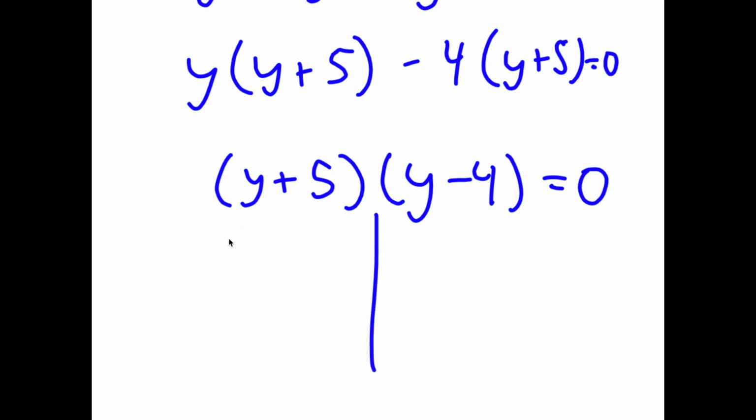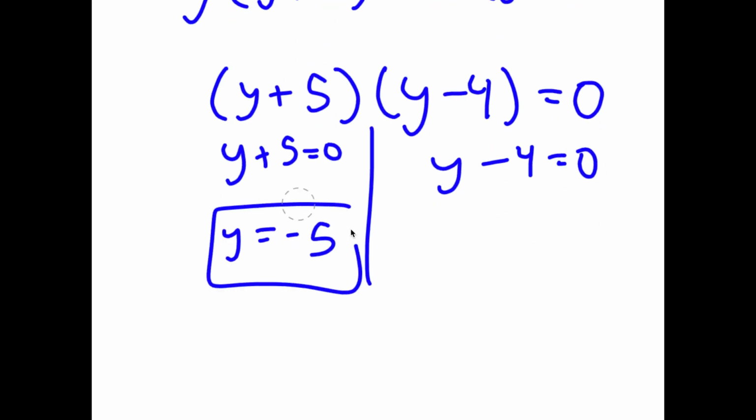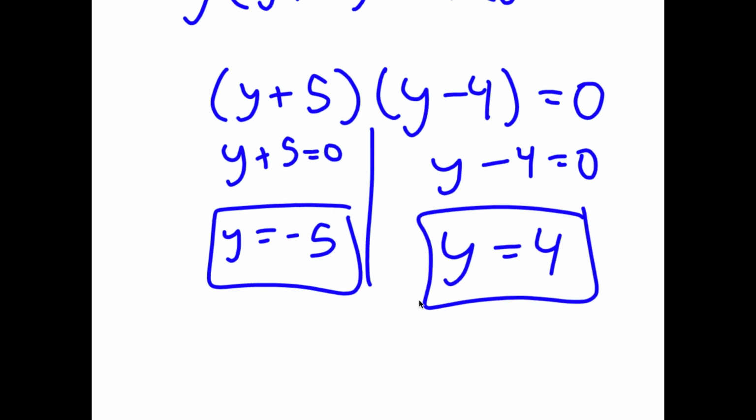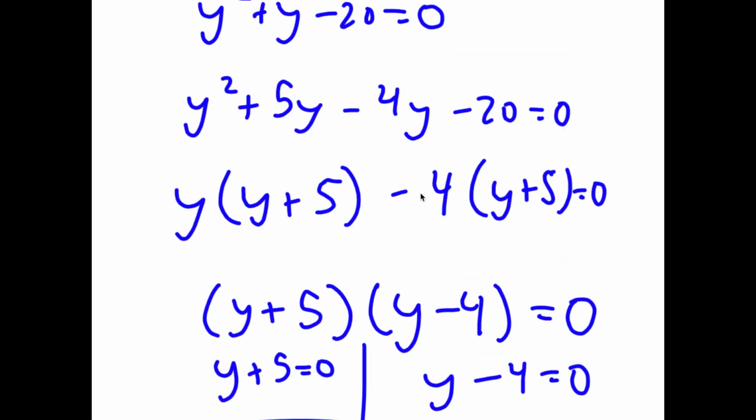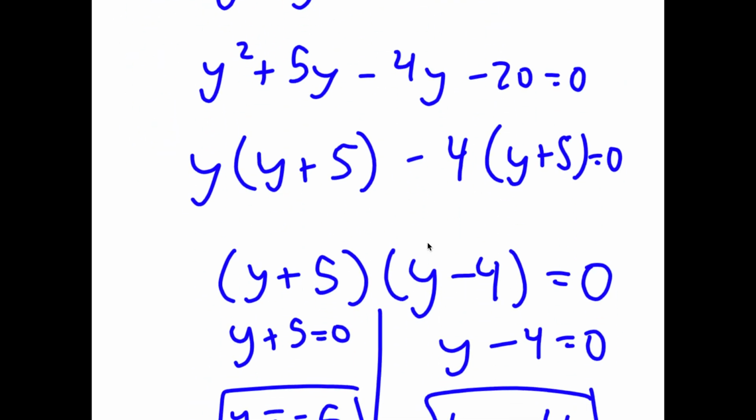So now this gives me two equations. I have y plus 5 equals 0, and I have y minus 4 is equal to 0. So y plus 5 I can turn into y equals negative 5. And y minus 4 I can turn into y equals 4. So now remember how we set 5 to the power of x equal to y.